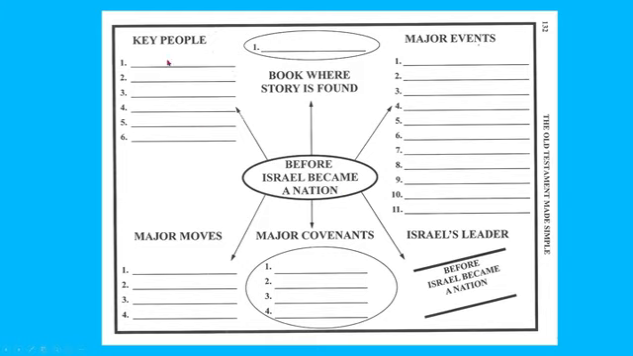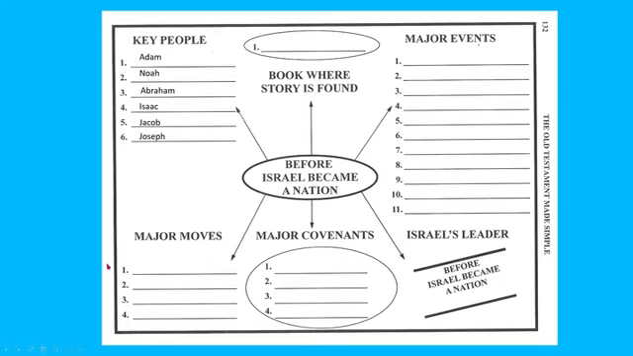Let's look at the key people. Now, our 6 key people are Adam, Noah, Abraham, Isaac, Jacob, and Joseph. Those were our 6 key people during the time period before Israel became a nation.